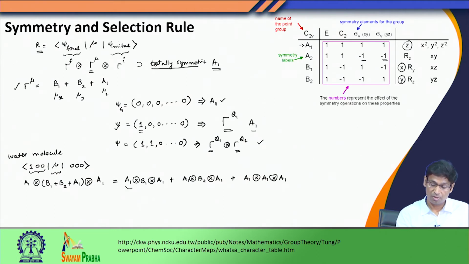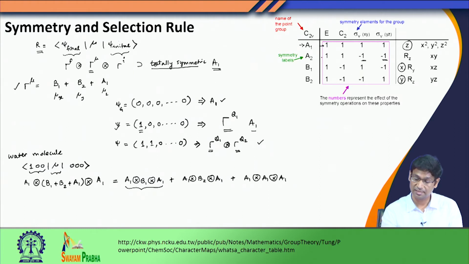Now, let us look at the direct product of A1 with B1. To get this direct product of A1 and B1, you simply have to multiply these numbers with the B1 numbers. So, 1 into 1 gives me 1, 1 into minus 1 gives me minus 1, 1 into 1 gives me 1, 1 into minus 1 gives me minus 1. So, the direct product of A1 and B1 is 1, minus 1, 1, minus 1, and so on, so this is B1. Therefore, I conclude A1 cross B1 is B1.